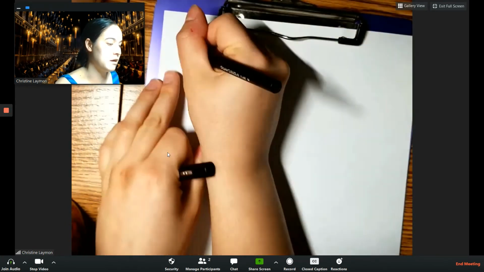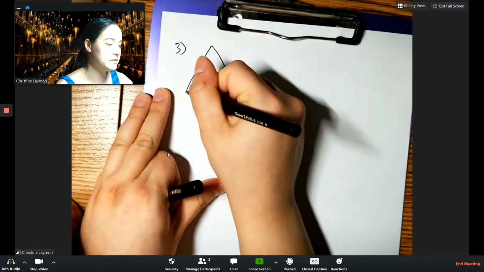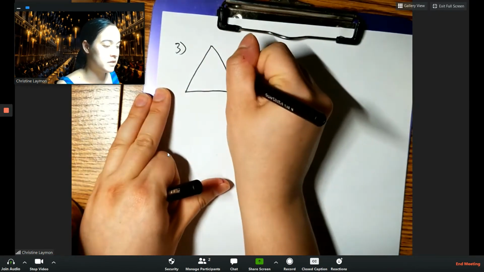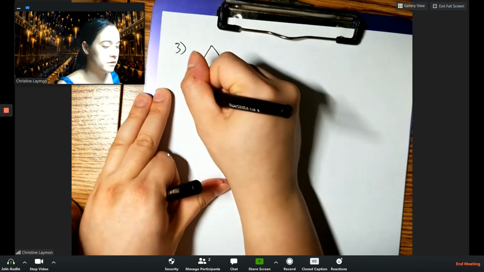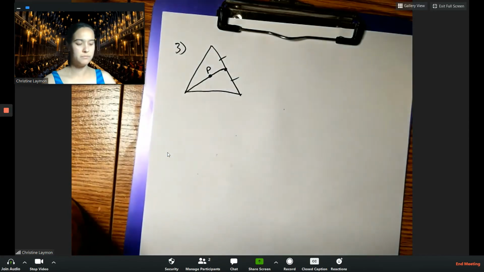Let's go ahead and set this up right here. Here is our third figure. Same triangle, I'm still going to use P as my centroid. So let's say this is the midpoint. Connect it all the way across. Here is our value of P.